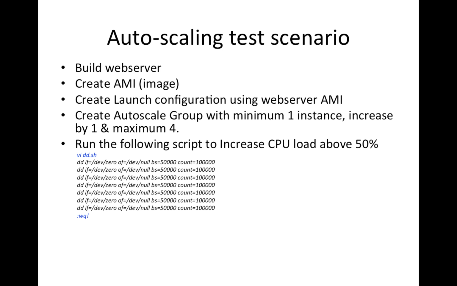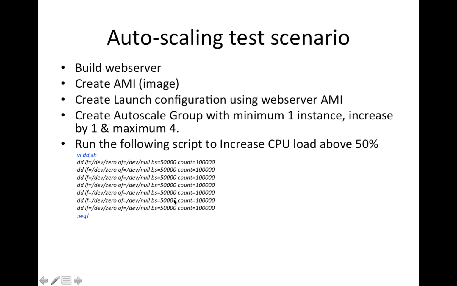And using this AMI, create a launch configuration, and then using this launch configuration, I'm going to create an auto scaling group with a minimum of one instance, increase by one during the load time, and go to a maximum of four. That's my scenario. How am I going to increase the CPU?